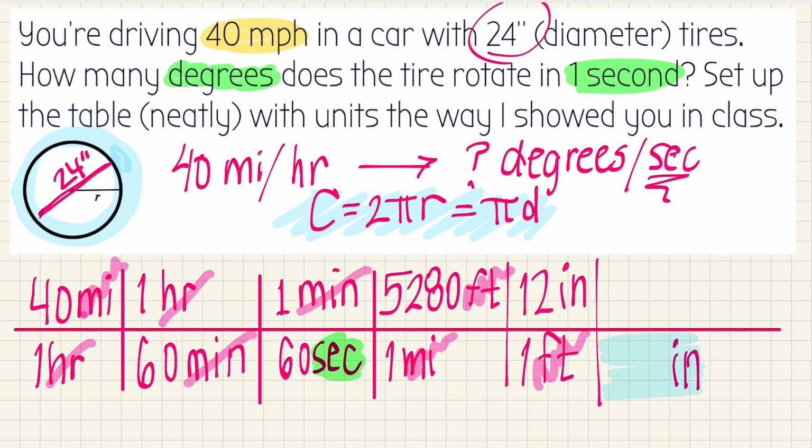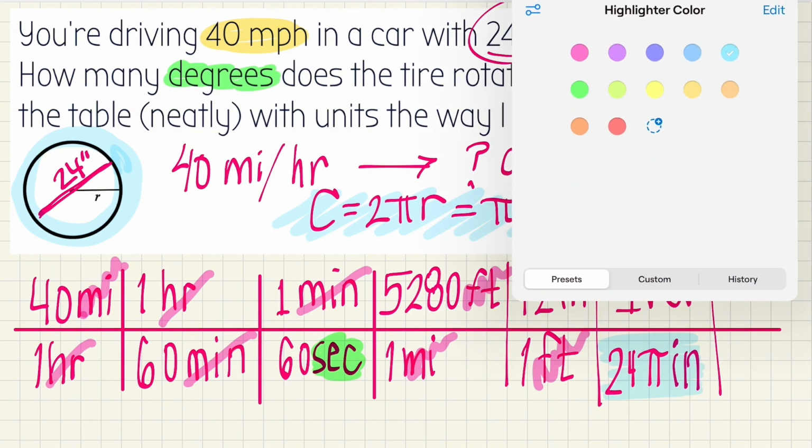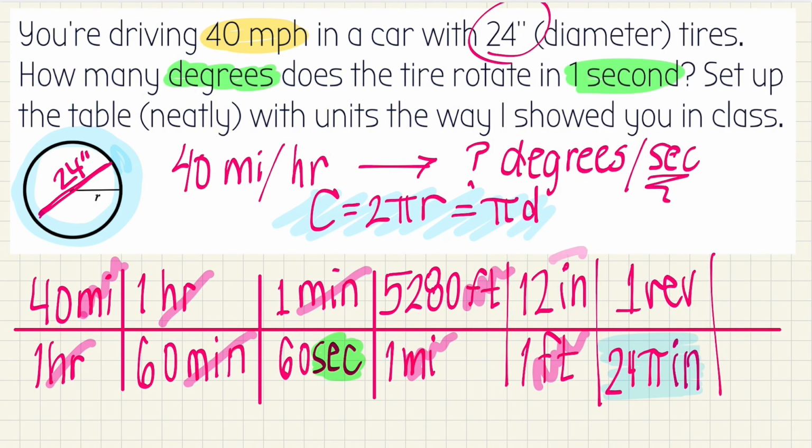And in this case, we have a 24-inch diameter. So the circumference of our tire is going to be 24 pi inches. Now, again, I'm breaking this up into 2 steps. That is 1 revolution of the tire, or 1 rotation of the tire. So that means inches is gone. Goodbye inches. I'm in revolutions per second, and I need degrees per second.